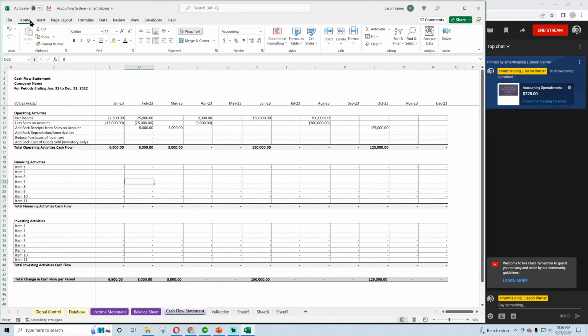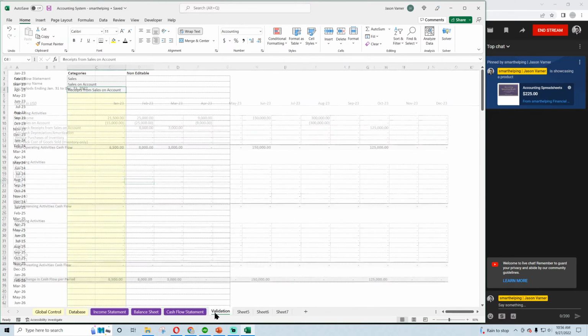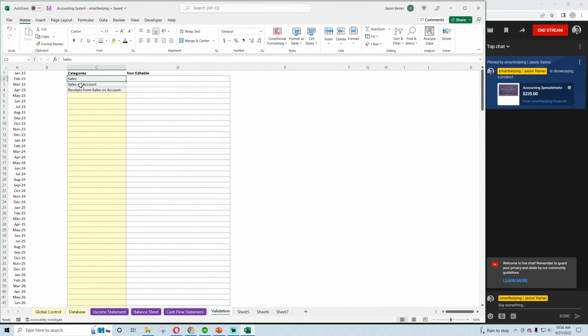There's only three options. And what I did, guys, I consolidated it down into just sales, sales on account, and receipt from sales on account, instead of having four different revenue items, because then I would have had to multiply all these things by four, and you'd have to remember what to do.